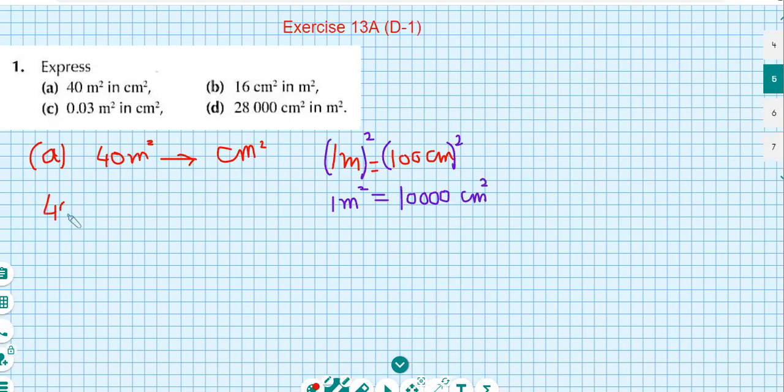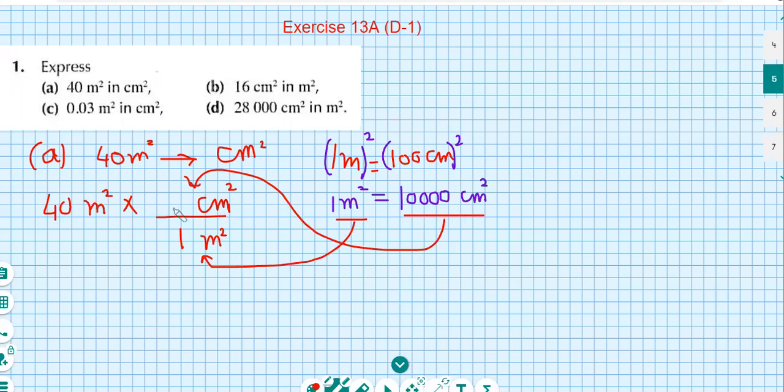So to convert 40 meter square, we have to multiply it by a conversion factor. So meter square should be written in the bottom and centimeter square should be written at the top, so that meter square can be cancelled out. So 1 meter square equal to 10,000 centimeter square. So I'm writing here 10,000. This is actually the conversion factor that we are using to convert 40 meter square into centimeter square.